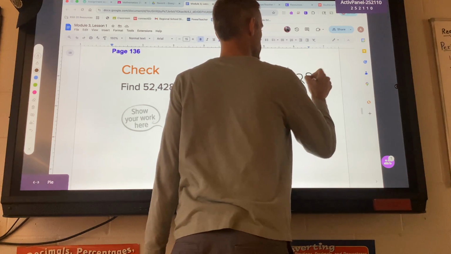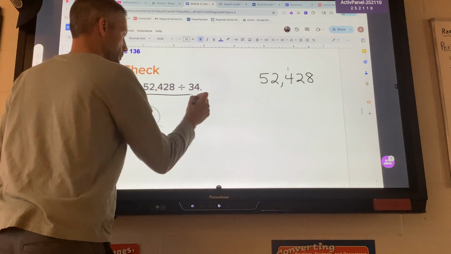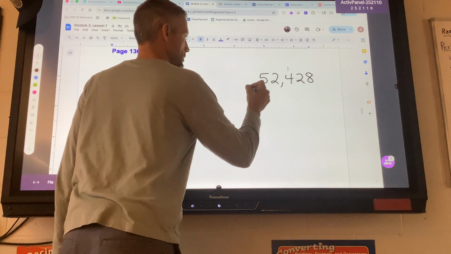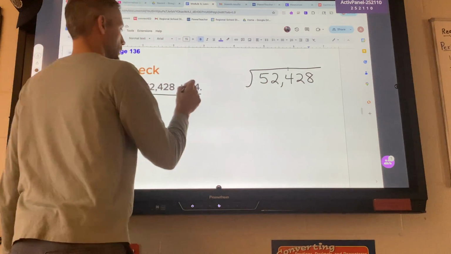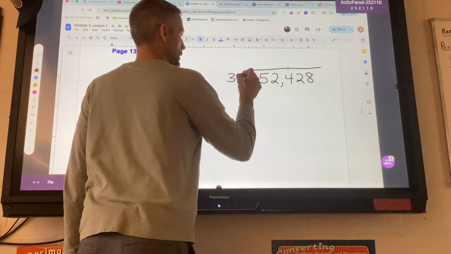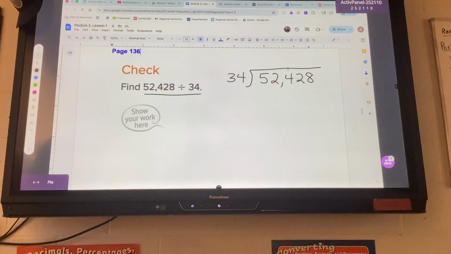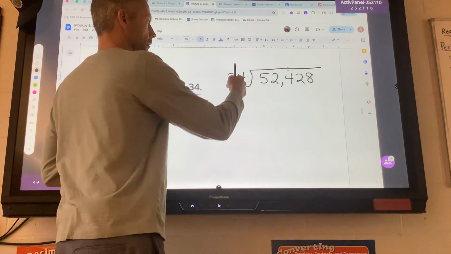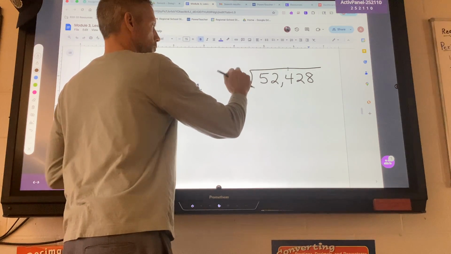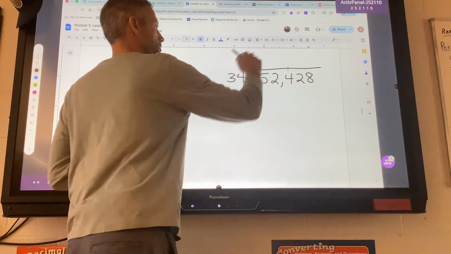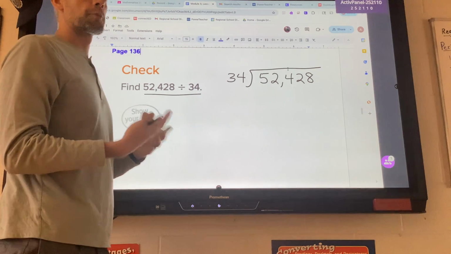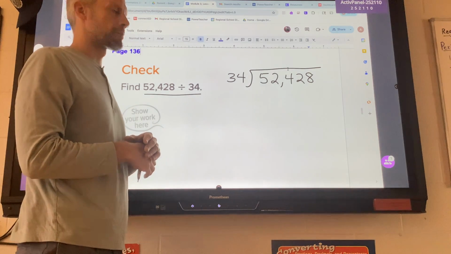52,428. When a division problem is written like this, the first number is the dividend and it goes inside the division bracket. The other number is called the divisor, it goes on the outside. I don't know my 34s facts, because remember we talked about in the last video, all division means is how many times does the divisor go into the dividend. So I don't know my 34s facts, that's why estimation might be really helpful in this problem.